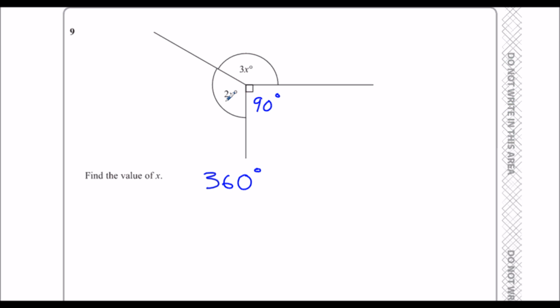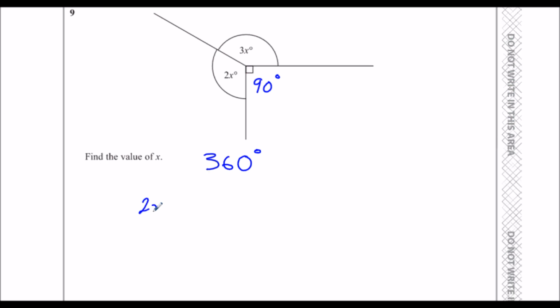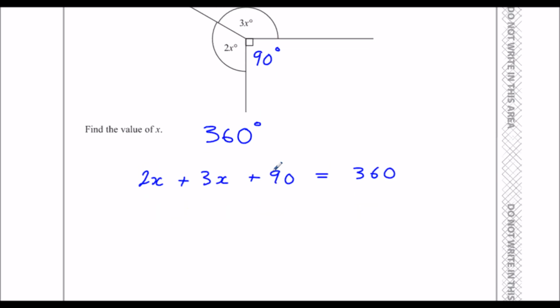So we've got all of these 3 make 360. So if you've got 2x and 3x and 90, that has to make 360, because all these angles, all around the point, add up to 360 degrees. So we can take off this 90. So 360 take away 90. And also we can collect these together. It doesn't matter which one you do first. If you've got 2x and 3x, that means you've got 5x. So we'll collect them together.